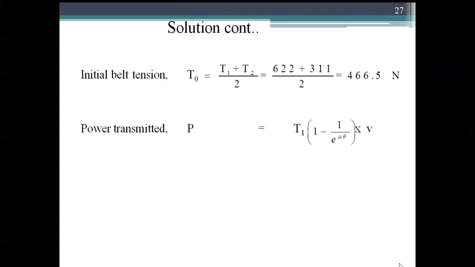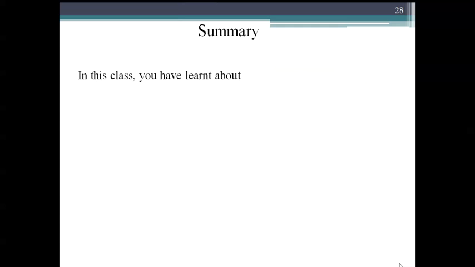Power transmitted, P equal to T1 into (1 minus 1 by e power mu theta) into V. Here T1 is equal to T max minus Tc, which we already found. So from that we got P equal to 622 into (1 minus 1 by 2) into 16. P equal to 4976 watts. Nothing but 4.976 kilowatts is the power transmitted by the belt.